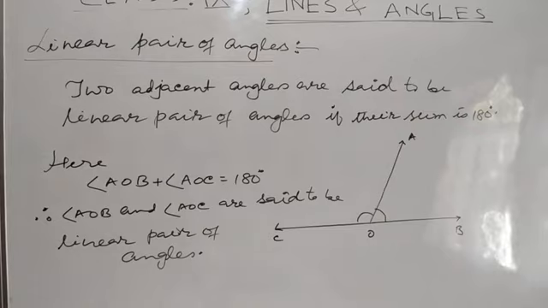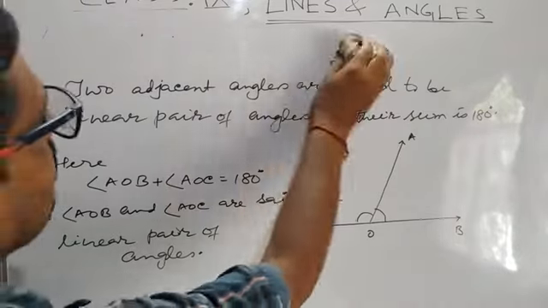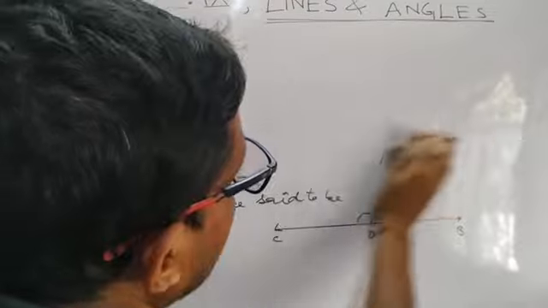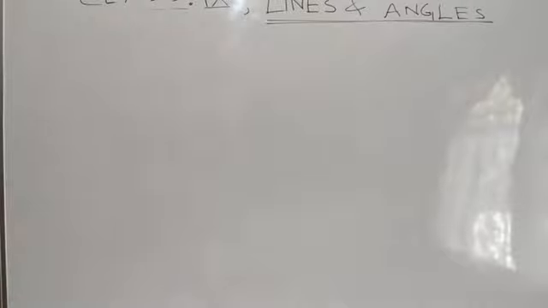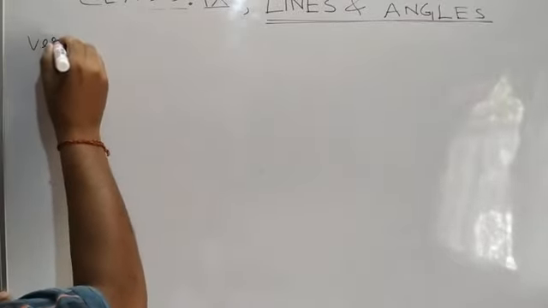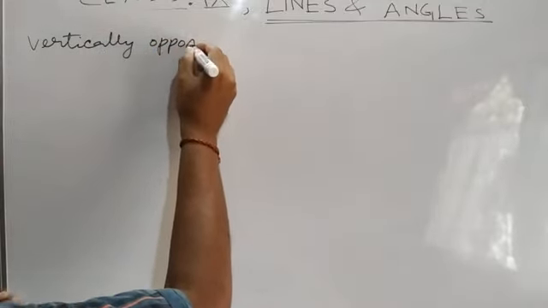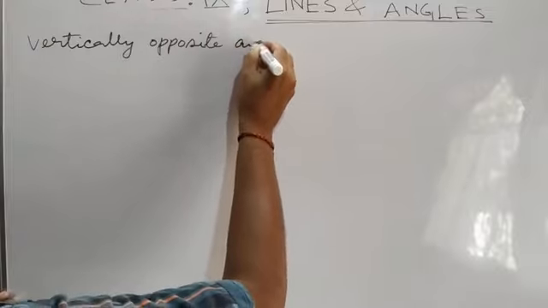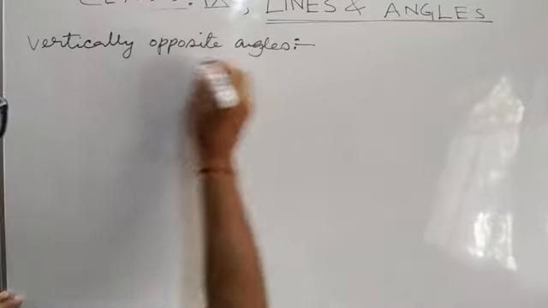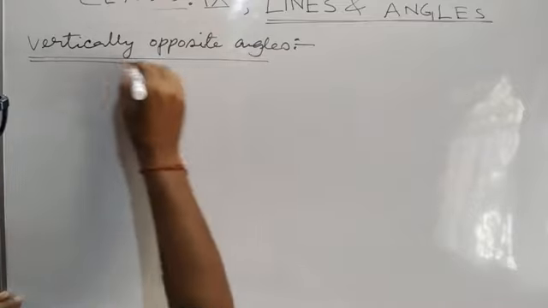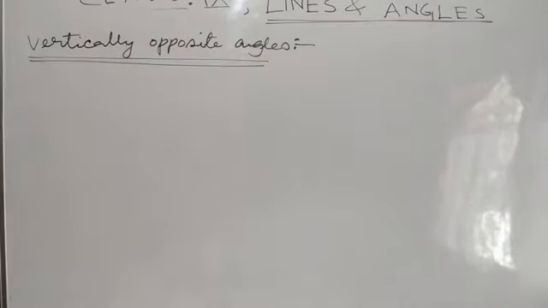Next you see vertically opposite angles. From the name we can identify: opposite means face to face, and vertically means on the same vertex. Opposite angles.